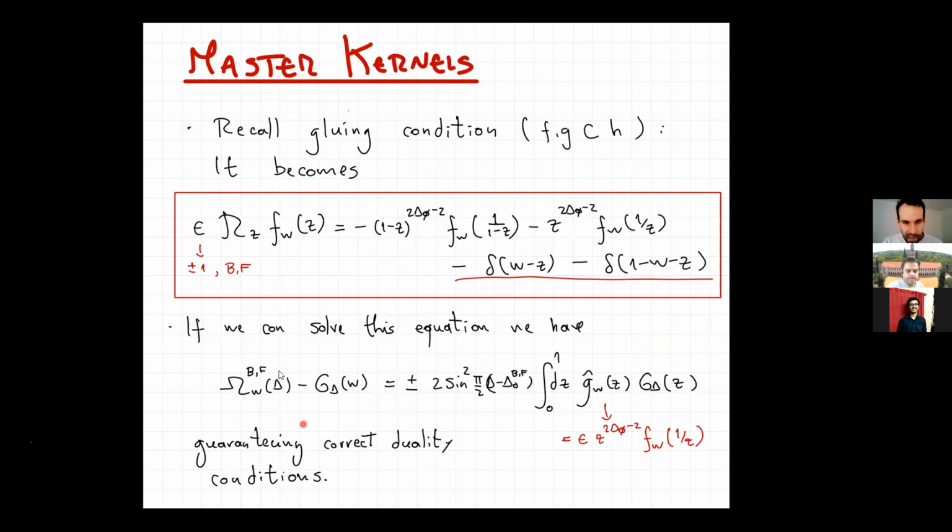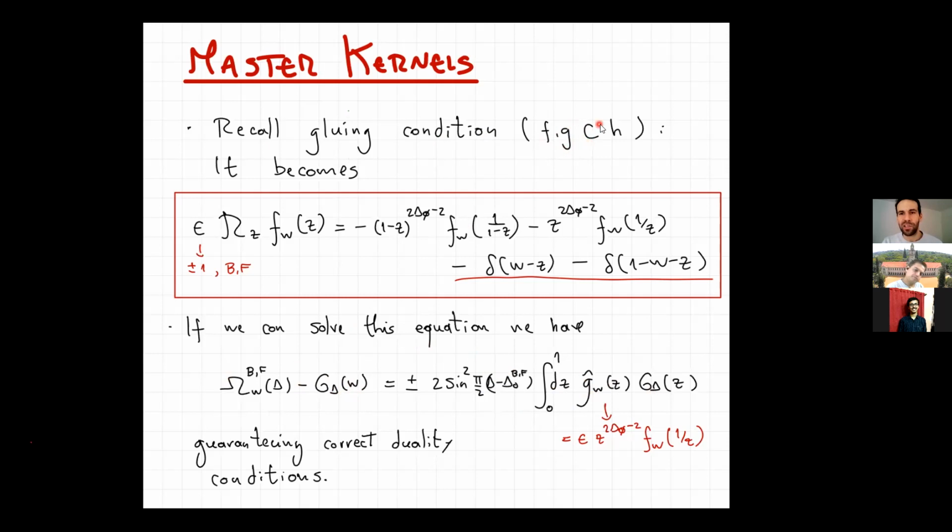Because if you do that, then the functional action will look like this. Okay, so it will be the same thing that we had before, but then there's an extra piece. This comes from the delta function. Good.